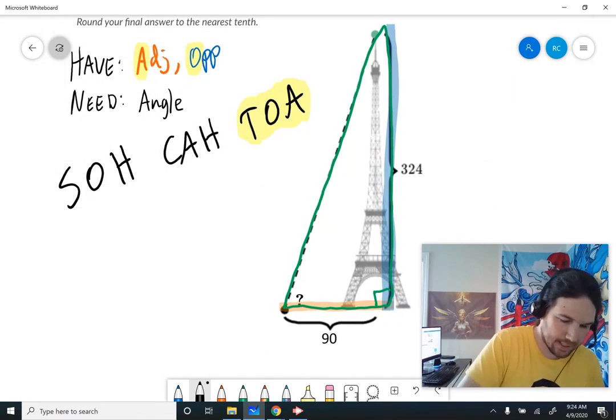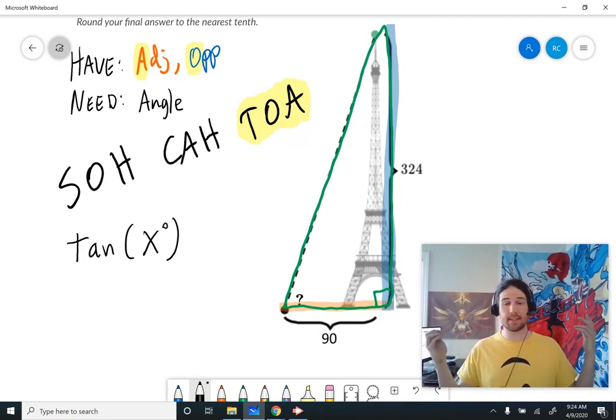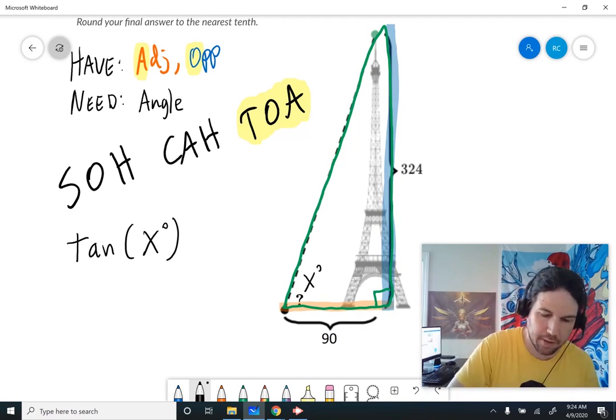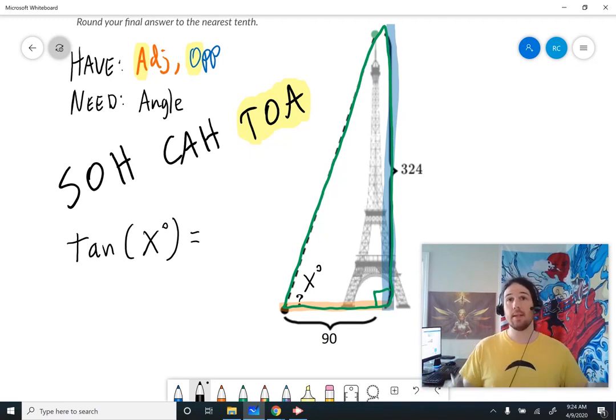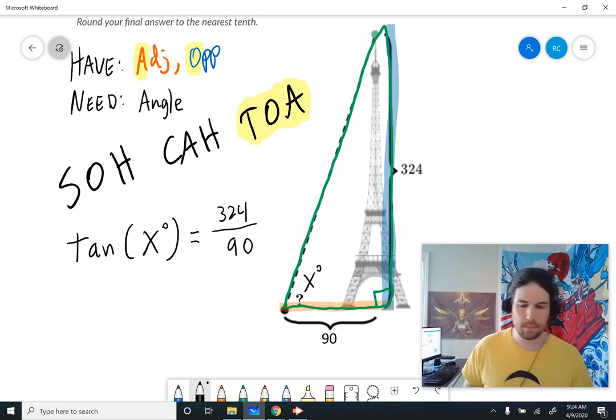Okay, so we get tangent of x degrees, I guess. We don't know what that is. I'm not going to put a question mark in because I don't want to confuse you, but we'll call this x degrees. And that equals, again, tangent is opposite over adjacent. So 324 divided by 90.